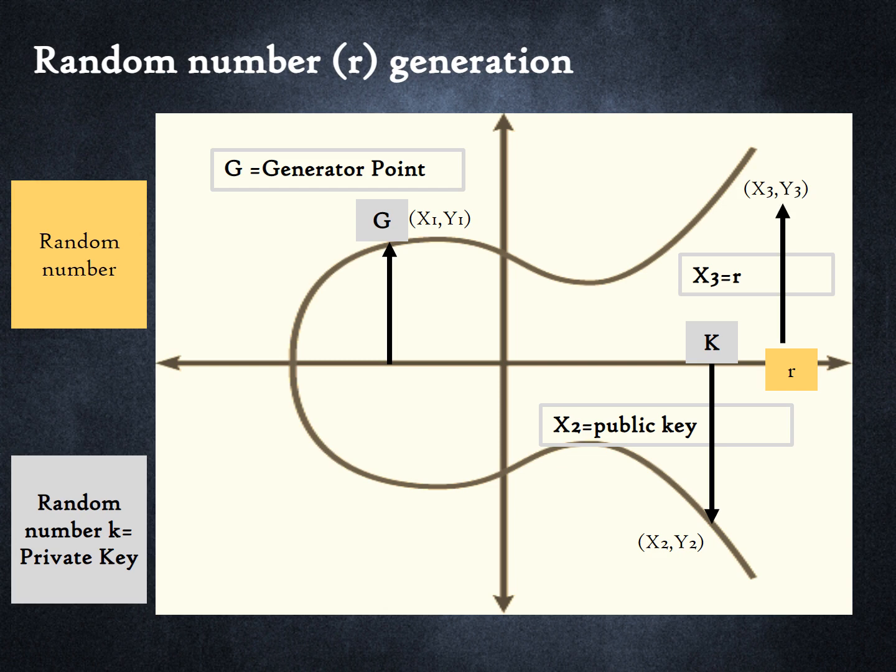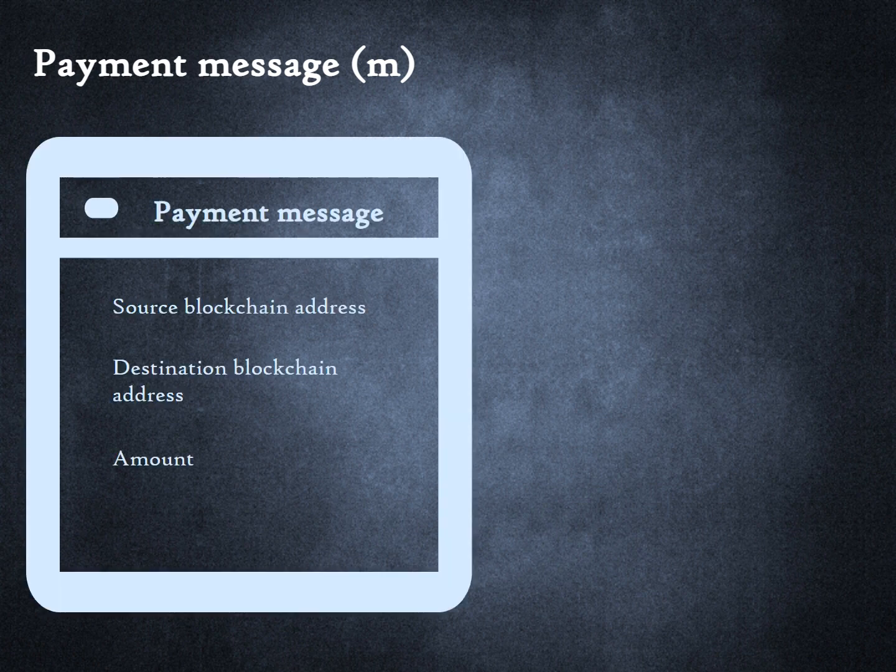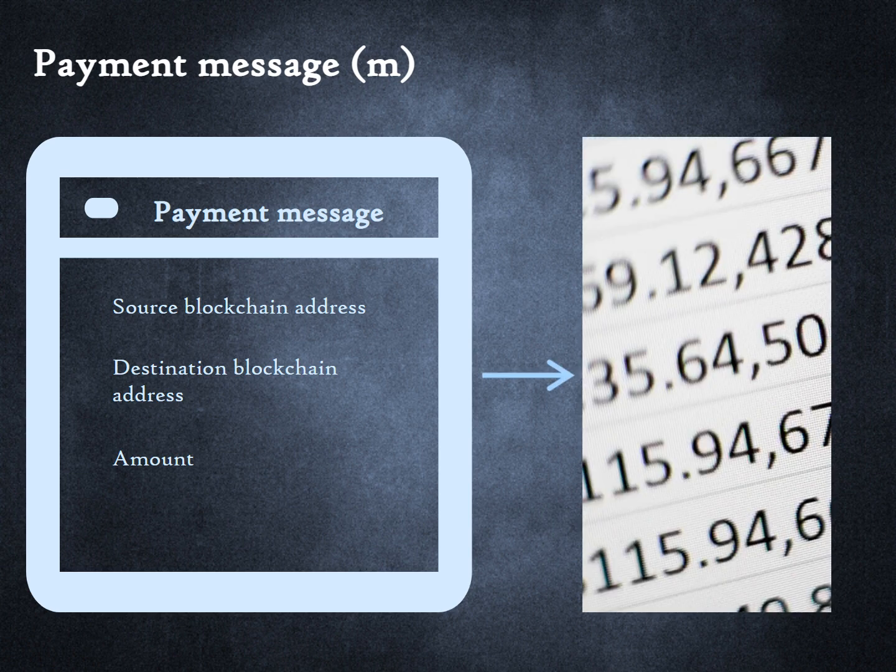Small k and big K remain the same at the account level but the r changes for every new payment. The third number which goes into the digital signature is a numeric representation of the payment message. The payment message contains details of the intended payment. It includes details like the amount and the destination blockchain address. These details need to be converted to a number. Next, we will see how this is achieved.